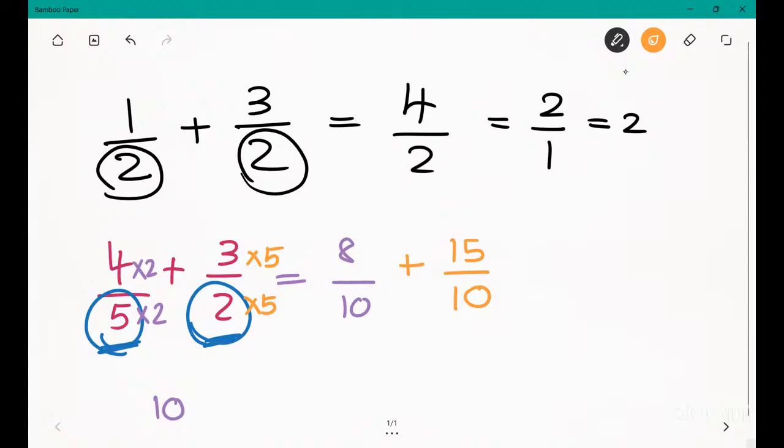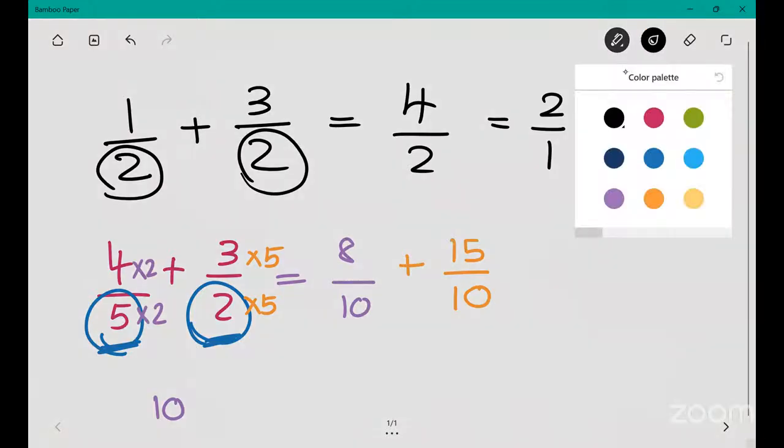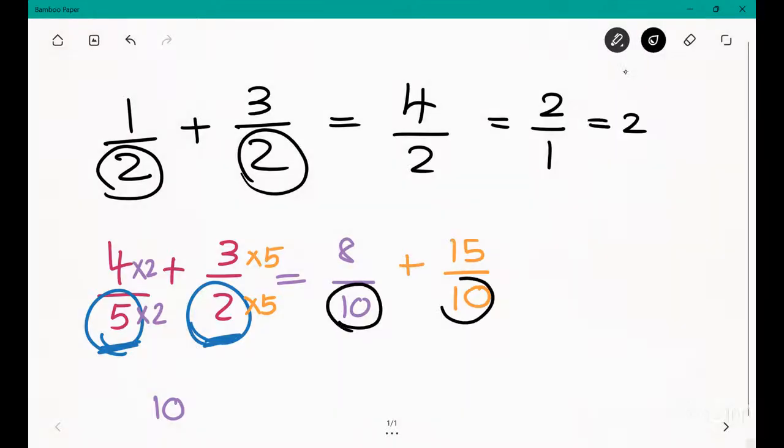Now you can see that both your denominators are the same. You have 10 here, 10 here. The moment you see that your denominators are the same, very easily you can simply add. So 15 plus 8 is going to be 23 over 10. Here it's not a number where you can simplify, so you can just leave it as it is.